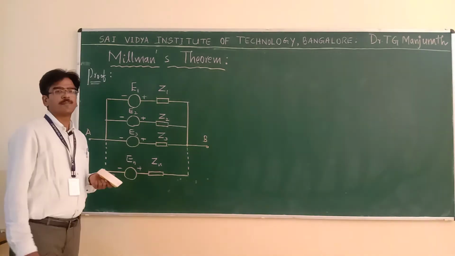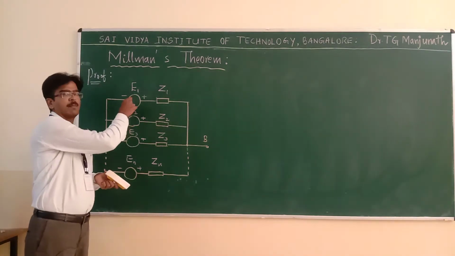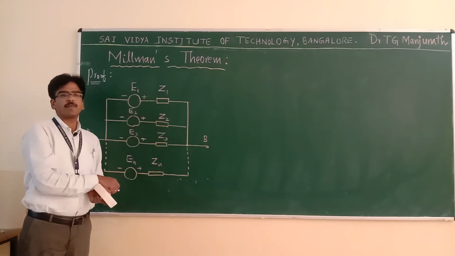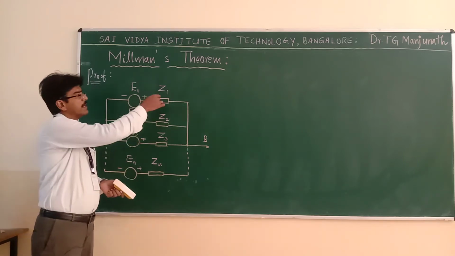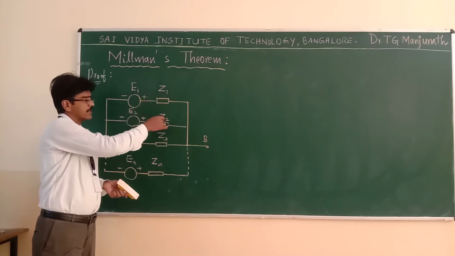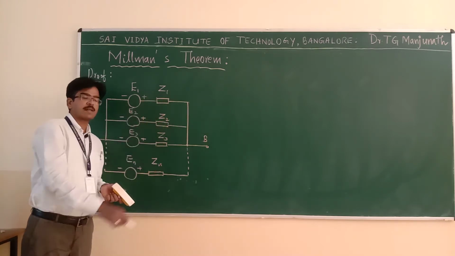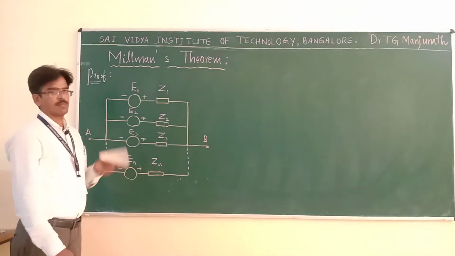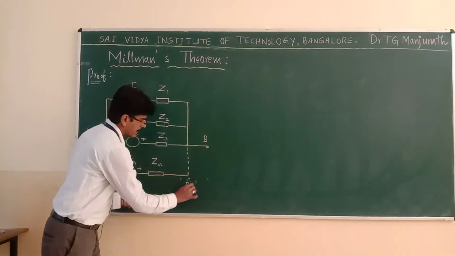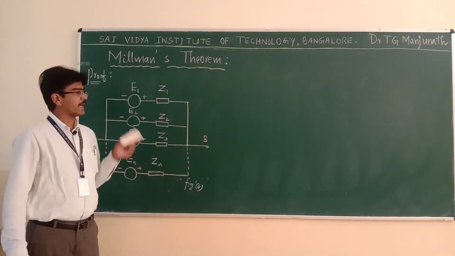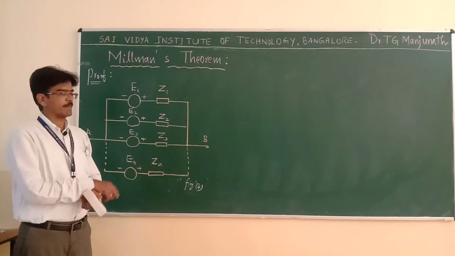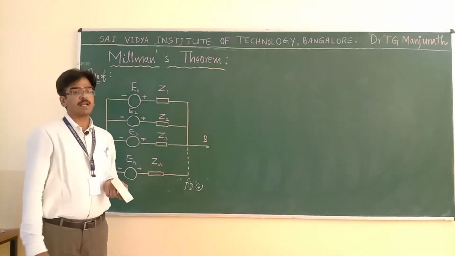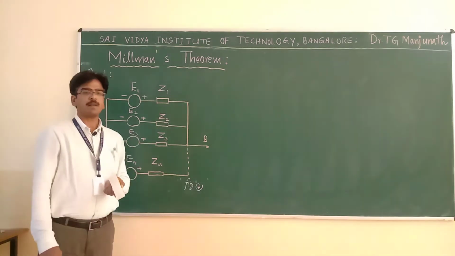Proof. Consider n number of voltage sources E1, E2, E3, etc. up to En, with their internal impedances Z1, Z2, Z3, etc. up to Zn, connected in parallel as shown in figure A. I have considered this network to prove this theorem. Now, my intention is to convert this network into a single voltage source in series with a single impedance.